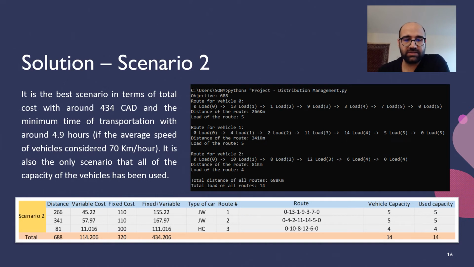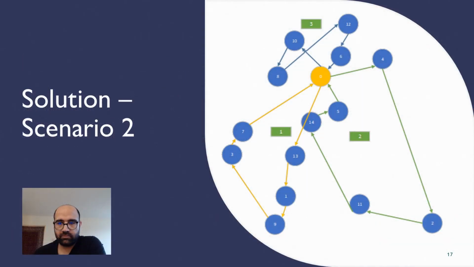It is the only scenario in which all of the capacity has been used. Here is the roadmap of scenario number 2. As you can see, there are three different routes, and two of them have a capacity of 5, and one of them has a capacity of 4.